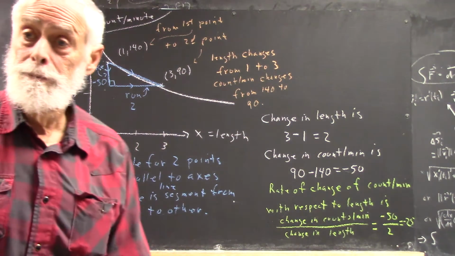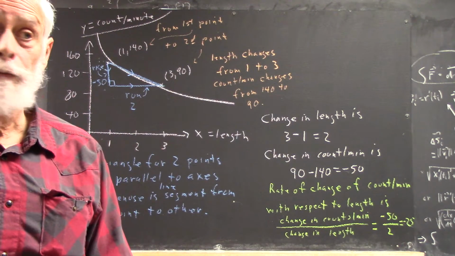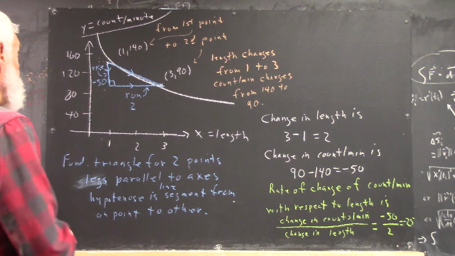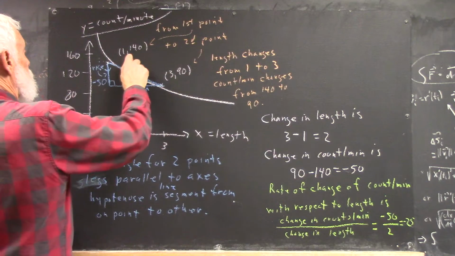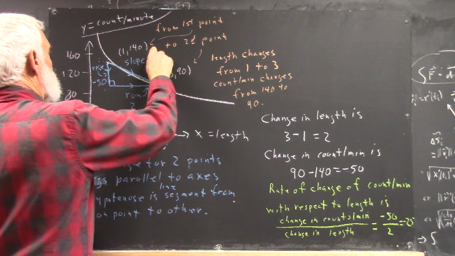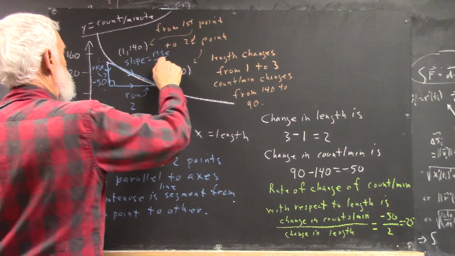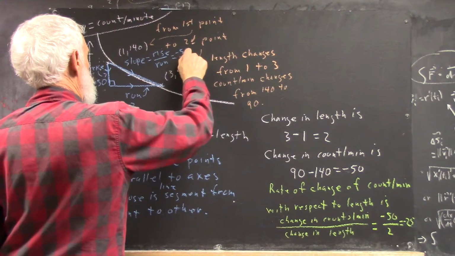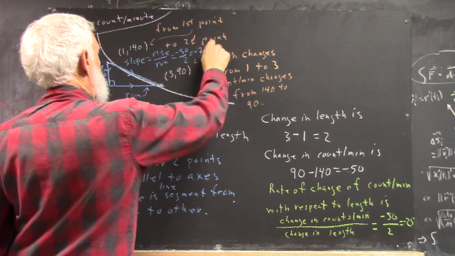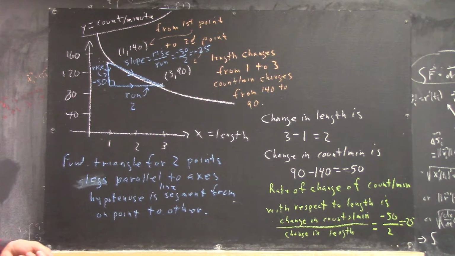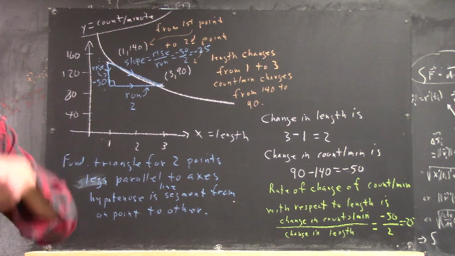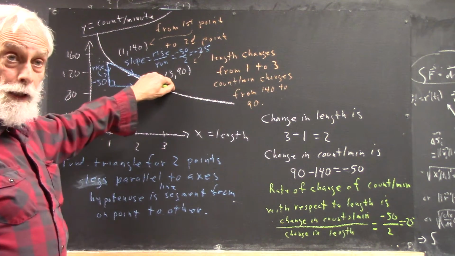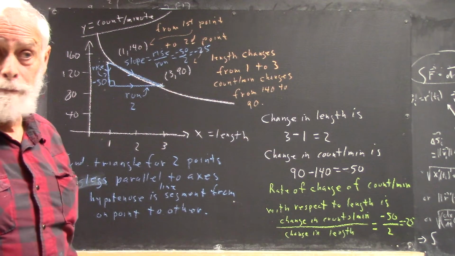So what's the slope? What's your definition of slope? Rise divided by run. So we could say slope, you get -25, right? So your book defines the rate of change in terms of 2 points on a graph, and the rate of change is the slope between those points.